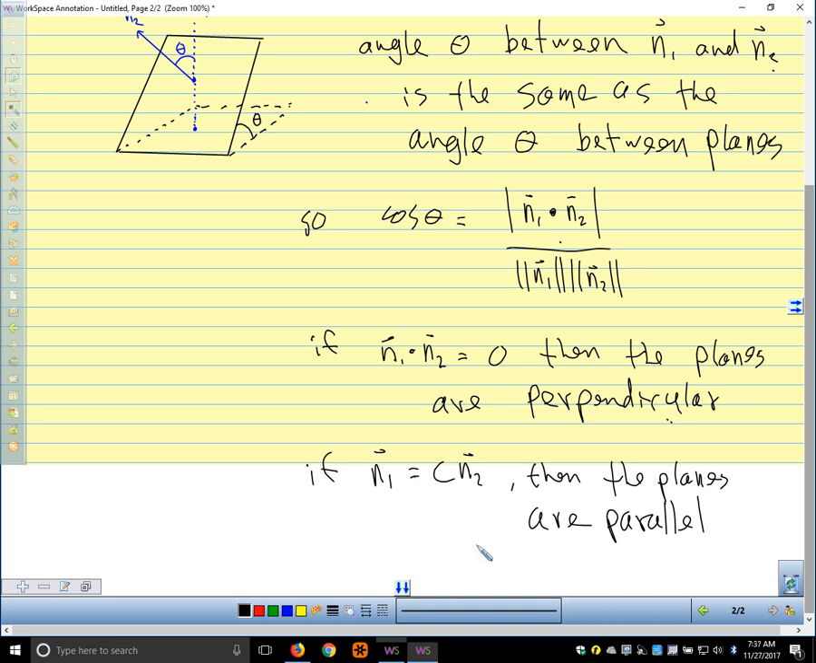So the normal vectors to planes give us all the information that we need about a plane. The normal vector is the key piece of information about the plane. And we can use that normal vector to find the distance between a point and a plane.